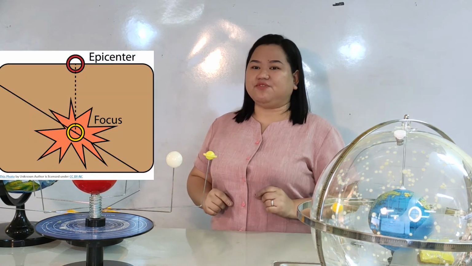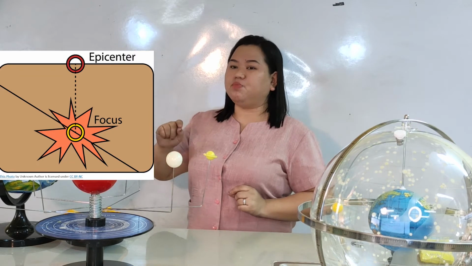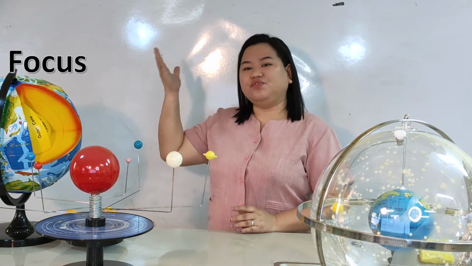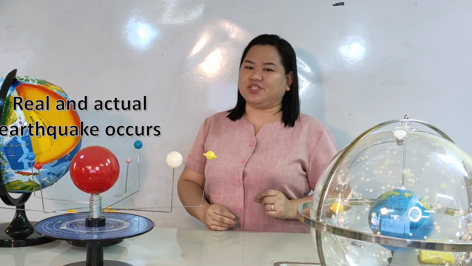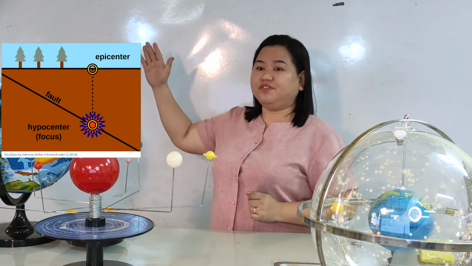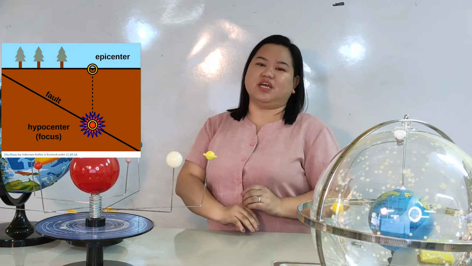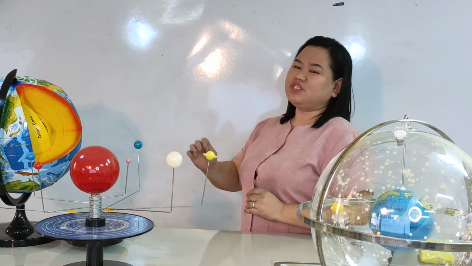If we trace from the focus going up, we will have the epicenter. Again, the focus is where the real and actual earthquake occurs. Just right above the focus is where the epicenter is located. The epicenter serves as the geographical point of reference in determining the relation of the area and the actual location of the earthquake's occurrence.